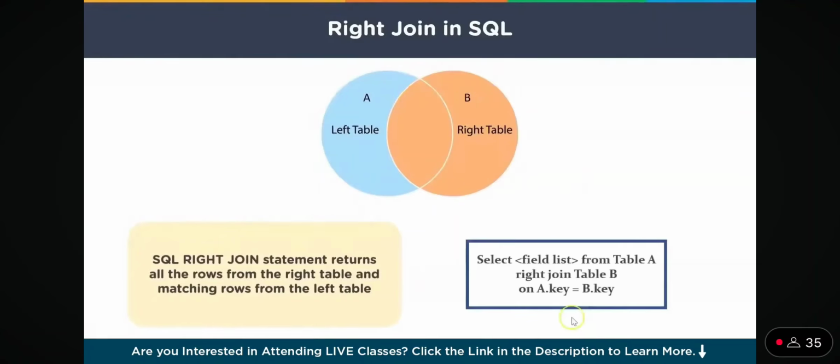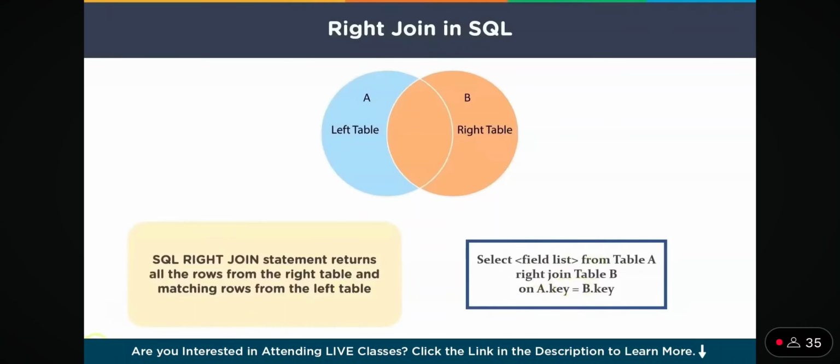Now talking about the syntax. So here you can see we have the select statement. Followed by the select statement, you will have the list of columns that you want to choose. From table A, right join table B on the common key column from both the tables.